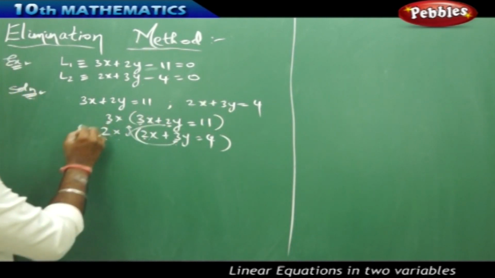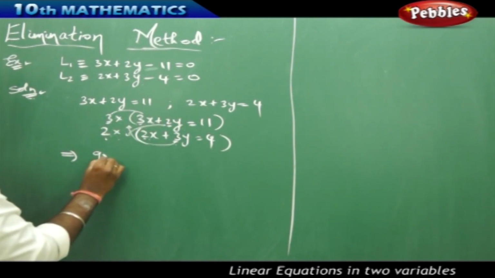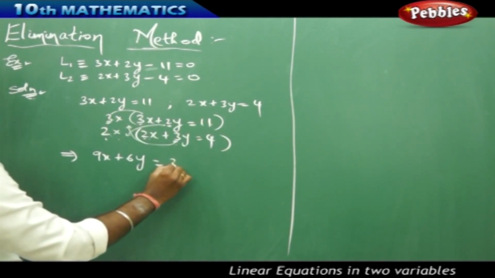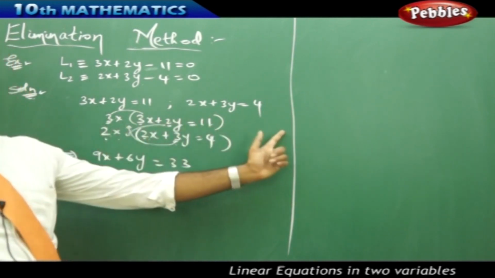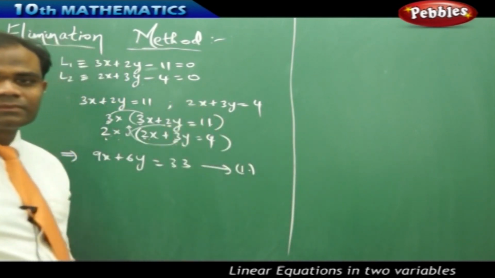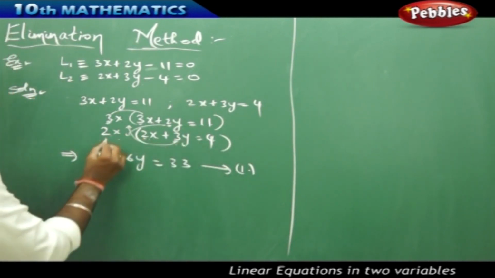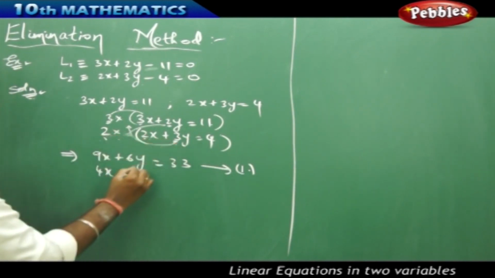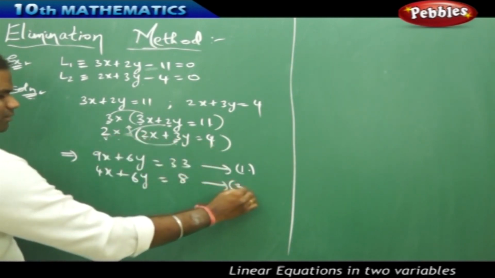Now this, when multiplied, gives me 3 times 3, which is 9x, plus 3 times 2, which is 6y, equals 3 times 11, which is 33. So I have multiplied the constant 3 to the entire equation 1. So this forms equation 1. Similarly, I have multiplied 2 to the entire second equation. So 2 times 2x is 4x, plus 2 times 3y is 6y, equals 2 times 4, which is 8, which is the second equation.